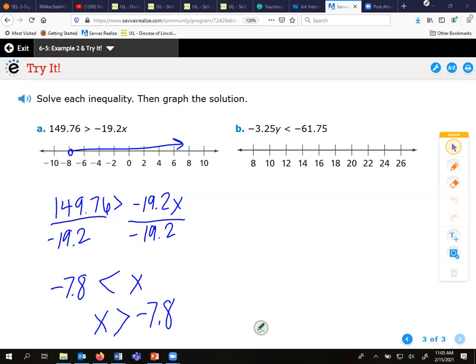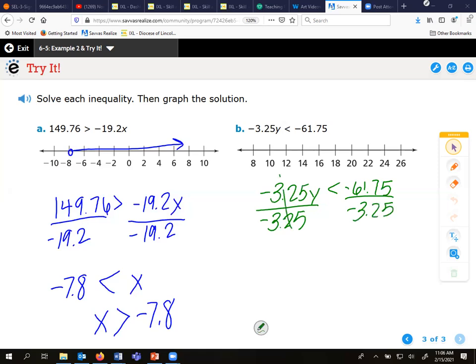Okay. Let's try another one. This one is set up like we normally like it with the variable on the left side. I've got negative 3.25 times y is less than negative 61.75. And what is the inverse of multiplying? Dividing. So we're going to divide both sides by negative 3.25.